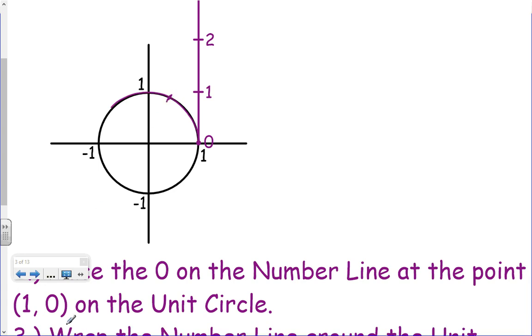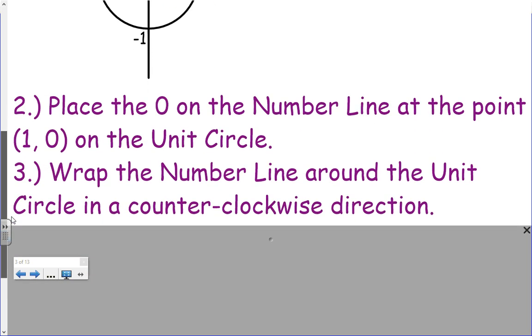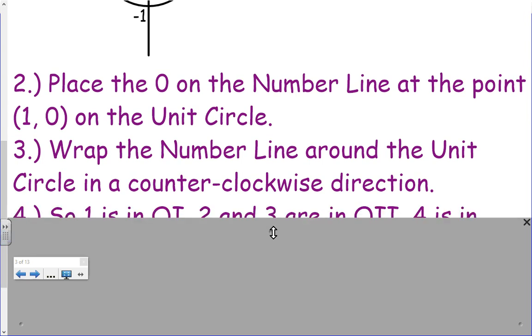And the 2 would wrap around and it would land somewhere about right here, it looks like. This would be the 1, this would be the 2. That'd be where that number line lands. And you can keep wrapping that all the way around that circle. Okay? If that were a piece of string, that would be kind of what we're trying to do. Wrap that piece of string around that circle.